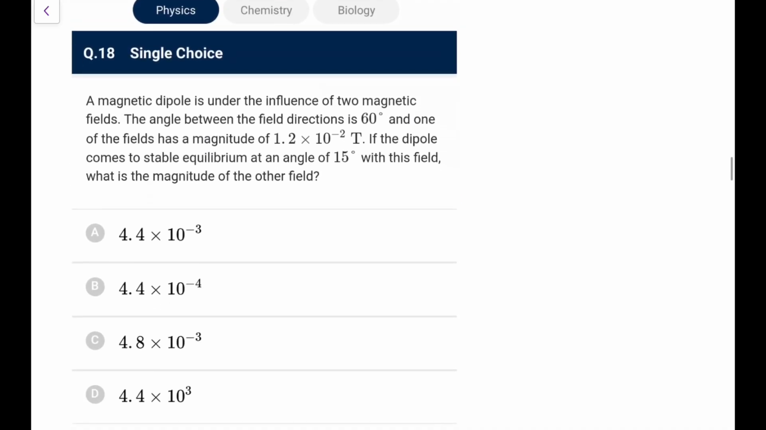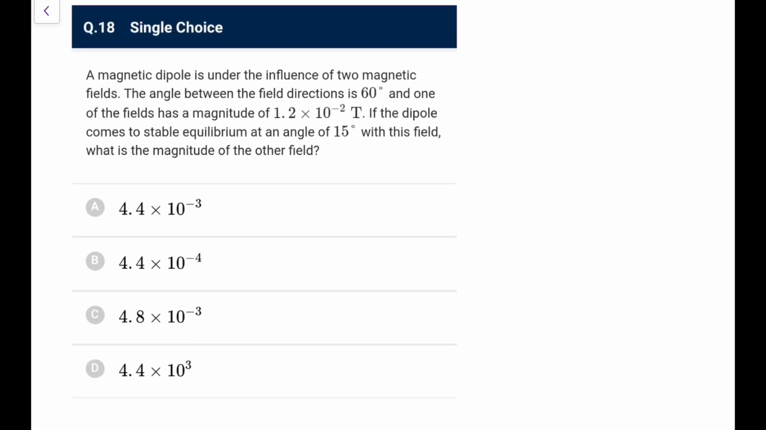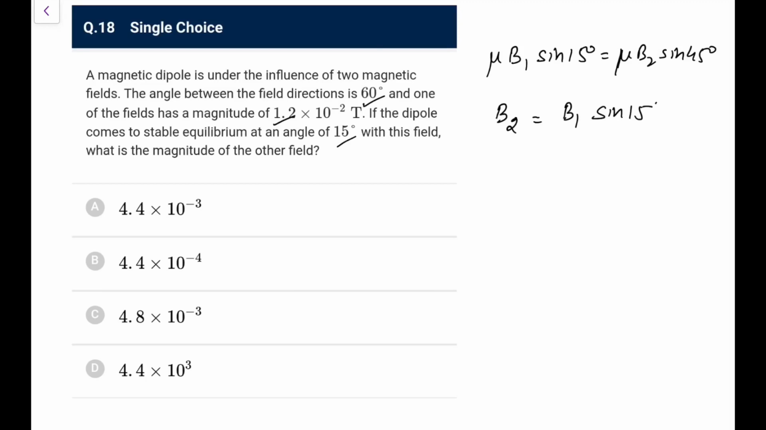Next one. Magnetic dipole is under the influence of two magnetic fields. The angle between the field directions is 60, and one of the fields has this magnitude. If the dipole comes to stable equilibrium at an angle of 15 with this field, so what we can say, the torque due to this field would be mu b1 into sine 15, and due to the other would be mu b2 into sine of 45. So the value of b2 would be b1 sine 15 upon sine 45.